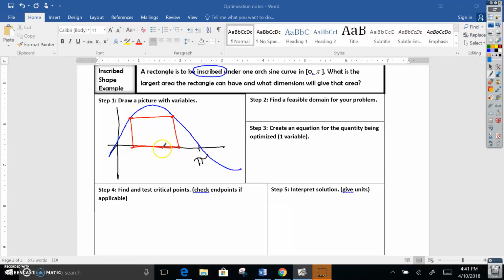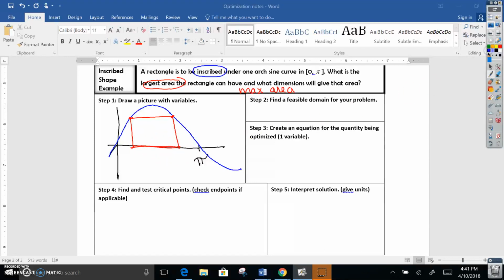So let's go ahead and continue reading the problem. What is the largest area the rectangle can have, and what dimensions will give that area? So we are maximizing, in this case, the area of this rectangle. And so the area of a rectangle is just base times height. So when it comes to creating an equation, we're going to have to create an equation that's just the base times the height. Then in order to do that, we're going to have to label some things on this picture.